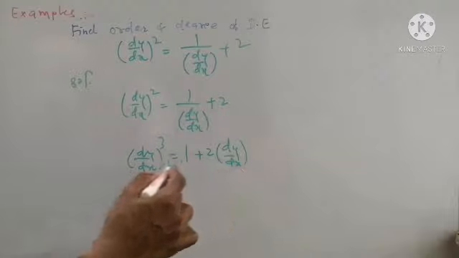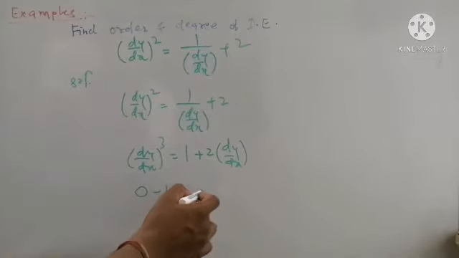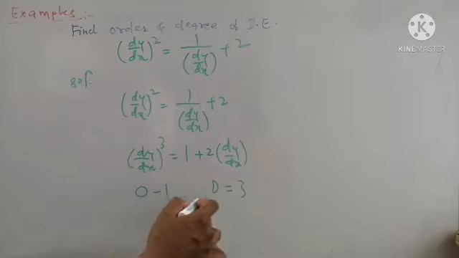Now we can define the order and degree of this differential equation. As we observe, dy by dx is the only derivative operator contained in the differential equation, so the order is 1. Now as it has two terms with powers 3 and 1, the maximum power is 3, so the degree of this differential equation is 3.